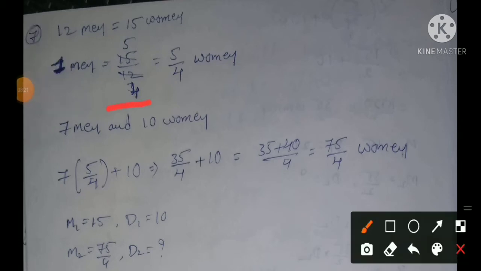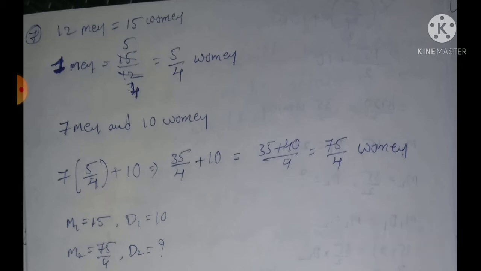1 man equal to 5 by 4 women. Then 7 men and 10 women, in the sense 7 men I converted into women. 7 of 5 by 4 plus 10, that is nothing but 35 by 4 plus 10, that is nothing but 75 by 4 women. Total 75 by 4 women are there. So in the first work we have M1 equal to 15, D1 equal to 10 days. 15 women can finish the work in 10 days. 75 by 4 women can finish the work in how many days? That is the question.